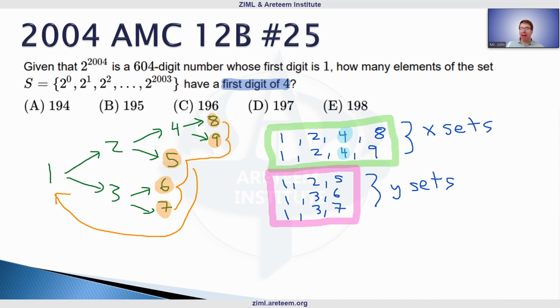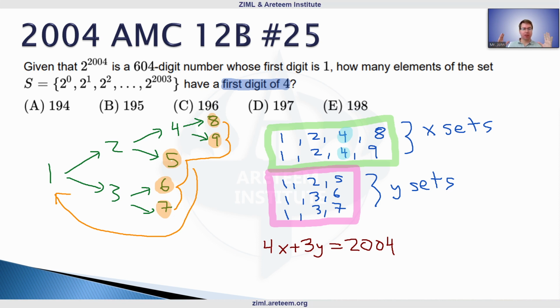Now, here's where the magic starts to happen. We have in our set S, 2 to the 0, 2 to the 1, 2 to the 2, all the way up to 2 to the 2013. So in total, we should have 2004 powers of 2. Well, they come in sets of 4. How many sets of 4 do they have? We have X of those. We have Y sets of 3. So, no matter how this happens, this is how we should get our 2004 total numbers in this problem.